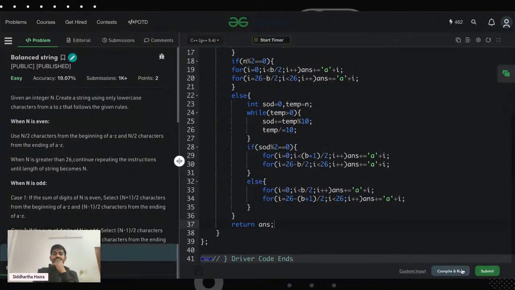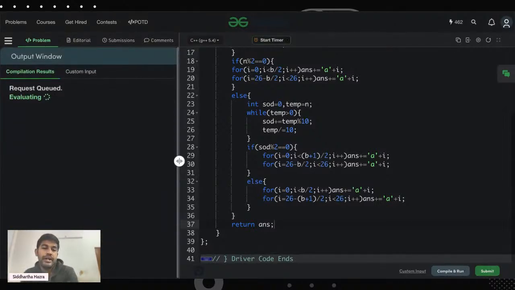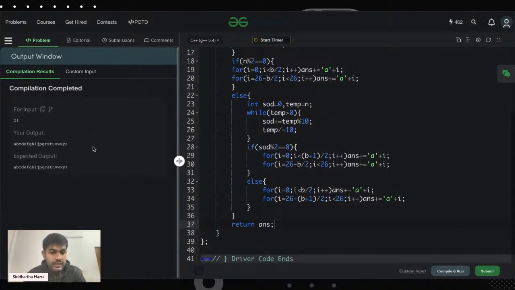So let me see how many errors I'm making, because this is a great implementation problem, to be honest. Okay, let me just see. We have the correct answer as of now. Let me just submit and see.